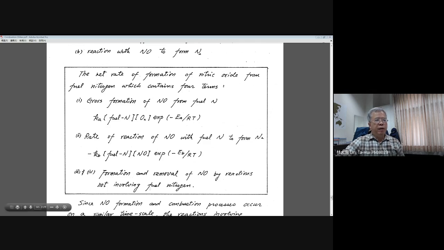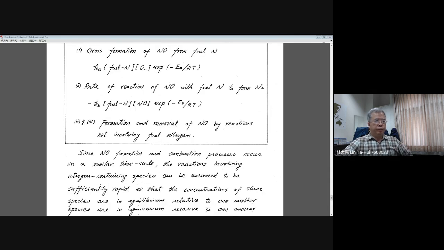That means the formation and the removal of NO by reactions, they are not involving the fuel nitrogen. I'm sorry, there are several reactions, three or four, that may be involved, but we do not mention them here. But the major reactions will be controlled by equation one and equation two.